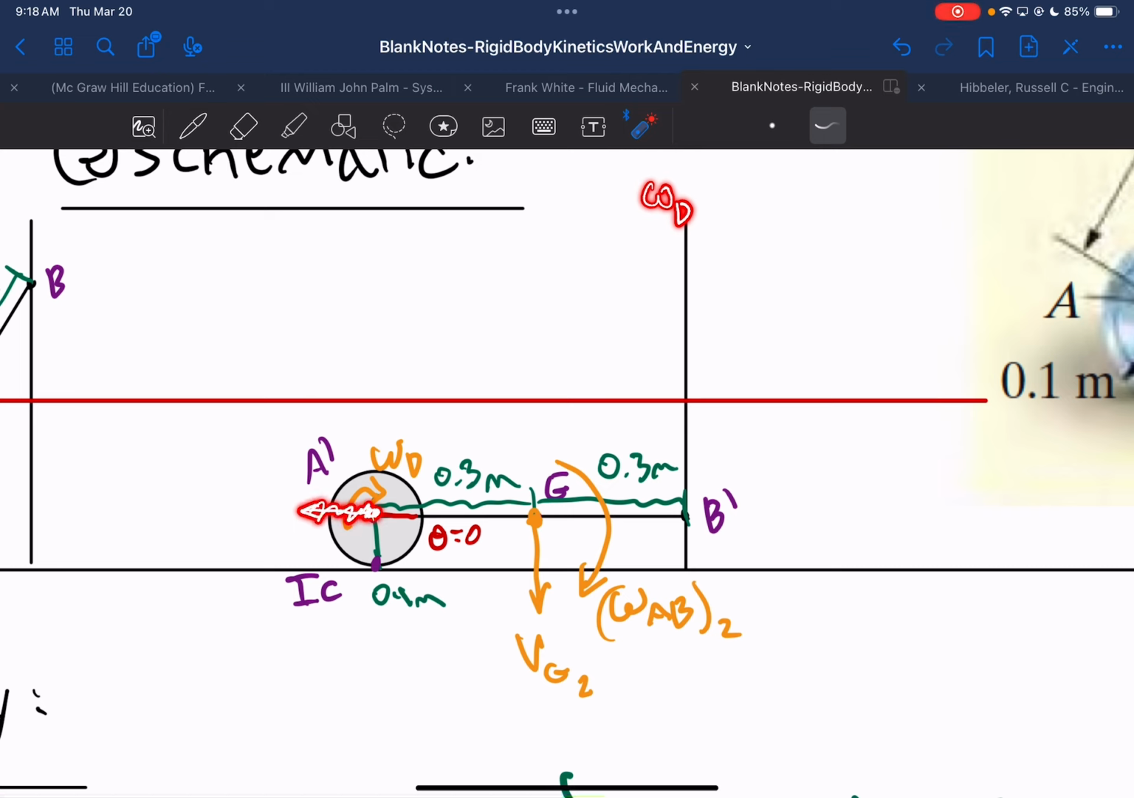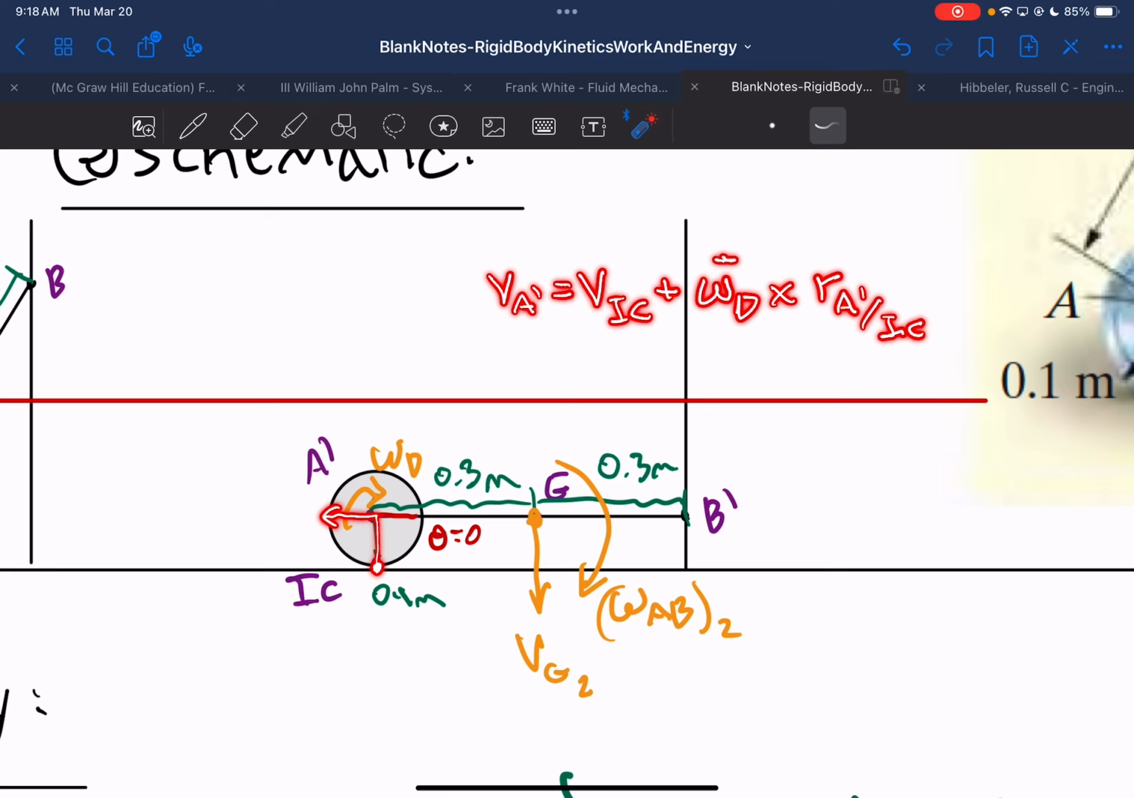Or before we even do that, we can find this omega using relative velocity, finding velocity relative to my IC about point G. And that is simply because we have the no-slip condition. I know that my velocity at A, or A prime in this case, is equal to my velocity about my IC plus omega d cross R A prime with respect to my IC. Do you guys see that? Any questions?